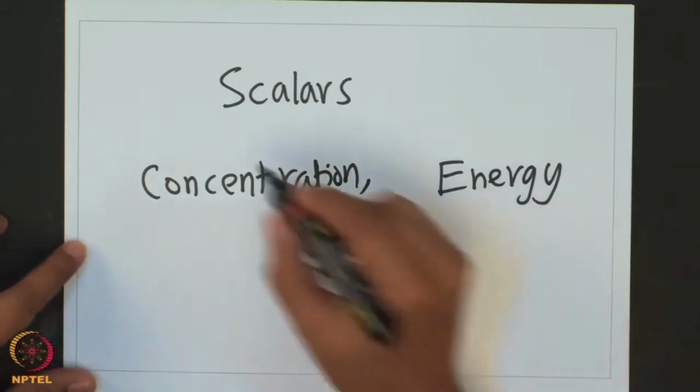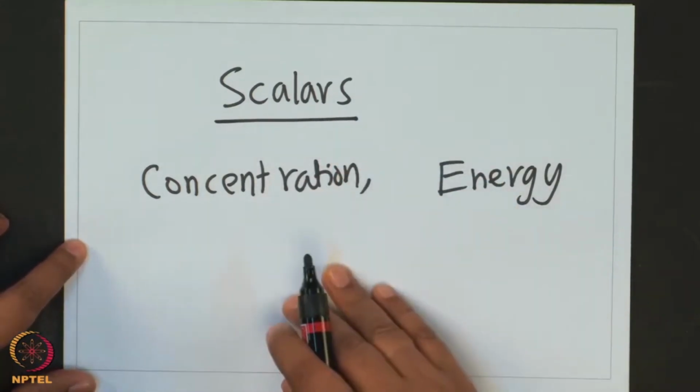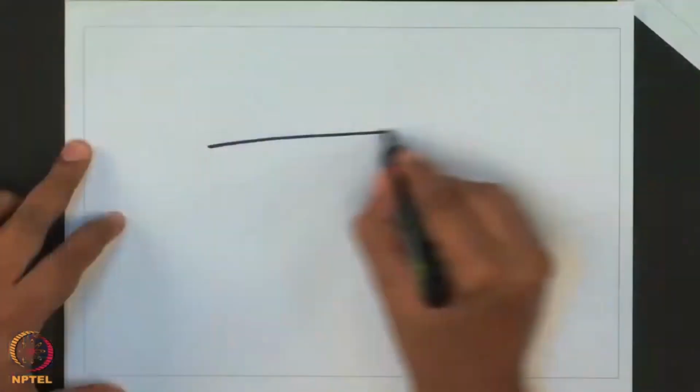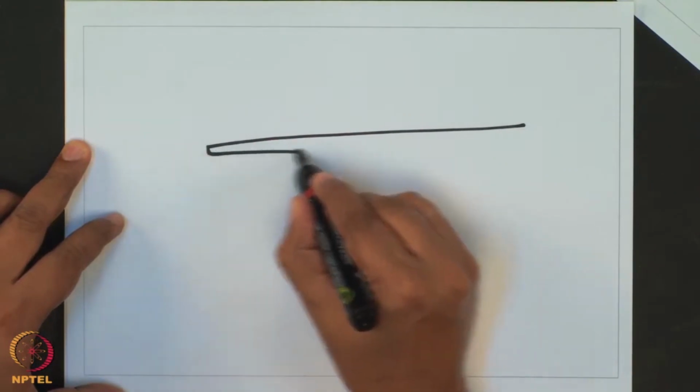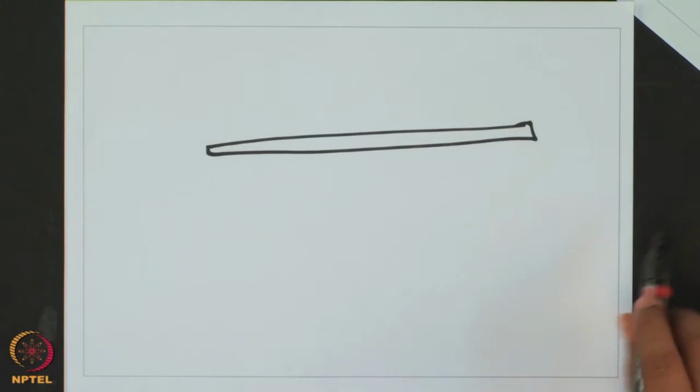Now, if you think of concentration in a cell, what would come to one's mind? Let us think of something, concentration in a cell. Let us take first a very thin one-dimensional cell, like a cell which looks like a very thin line like this. So essentially like one dimension.